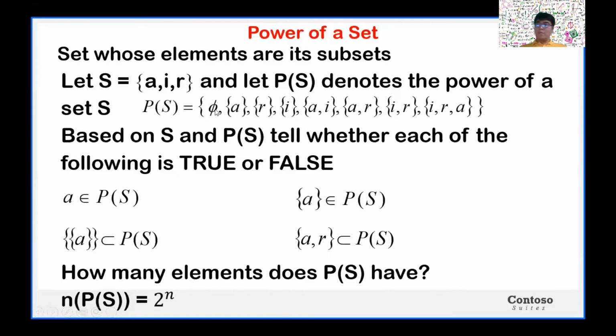So we've counted it. 1, 2, 3, 4, 5, 6, 7, 8. So 8. So when we talk about how many elements, we mean the cardinality. What is the cardinality of the power set of S? It is said that the cardinality of the power set of S is equal to 2 raised to the cardinality of S. Meaning, the number of elements that the power set of S has is equal to 2 raised to the number of elements that the set S has.